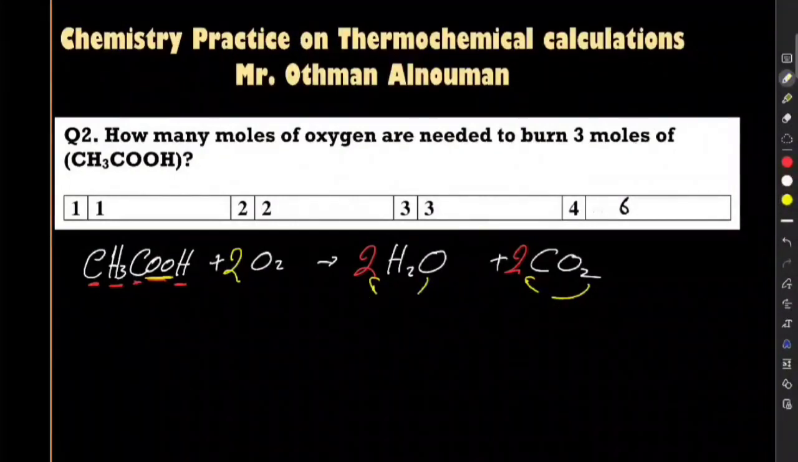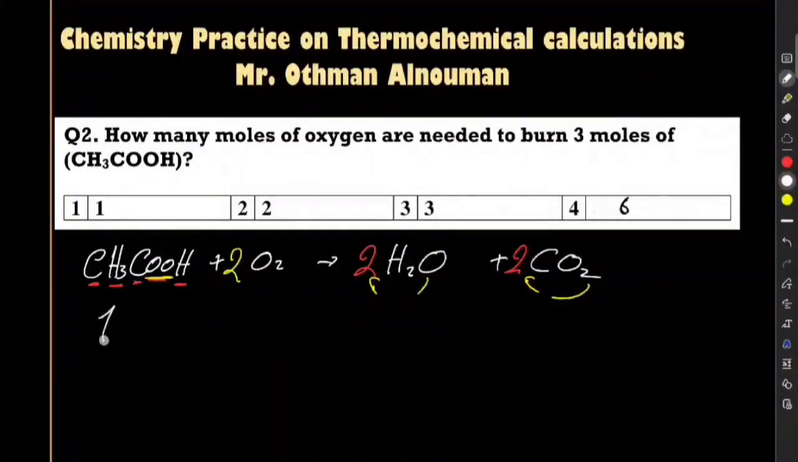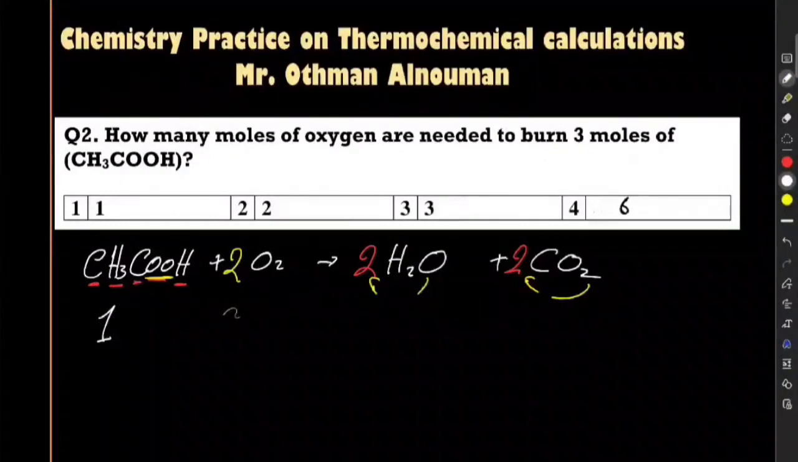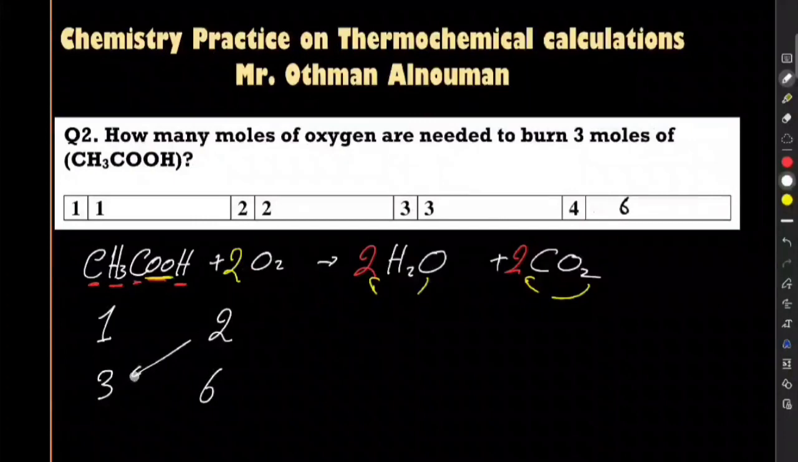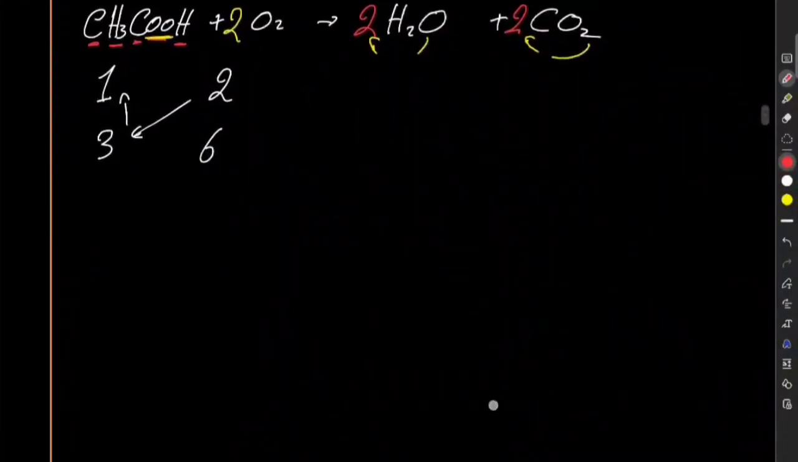Now let's see here. For 1 mole of acetic acid, to burn it we need 2 moles of oxygen. The question says 3 moles of acetic acid. If I have 3 moles, I will need how many moles of oxygen? That will be 2 times 3 over 1, which is 6. So I need 6, and the answer is number 4.